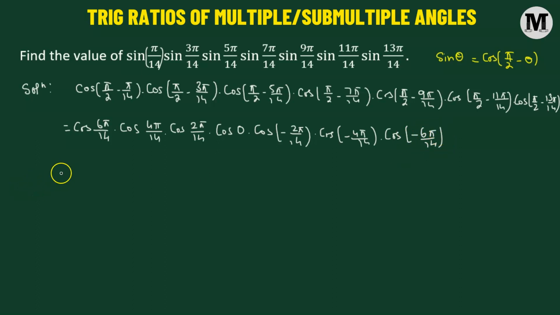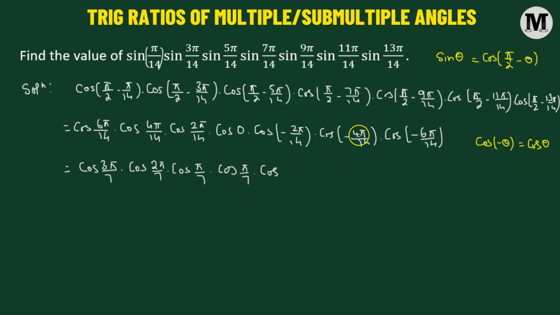We can further simplify. Now cosine of 6 pi over 14, that's simply cosine of 3 pi over 7, multiplied to cosine of, so 4 pi over 14 will be 2 pi over 7, times cosine of pi over 7. The cosine of 0, that's 1. Now cosine is an even function. Even function means if we take cosine of negative of an angle theta, then this is also equivalent to cosine of positive theta, which means that cosine of negative 2 pi over 14 will be equivalent to cosine of pi over 7. Similarly, cosine of negative 4 pi over 14 will be cosine of 2 pi over 7, times cosine of 3 pi over 7.